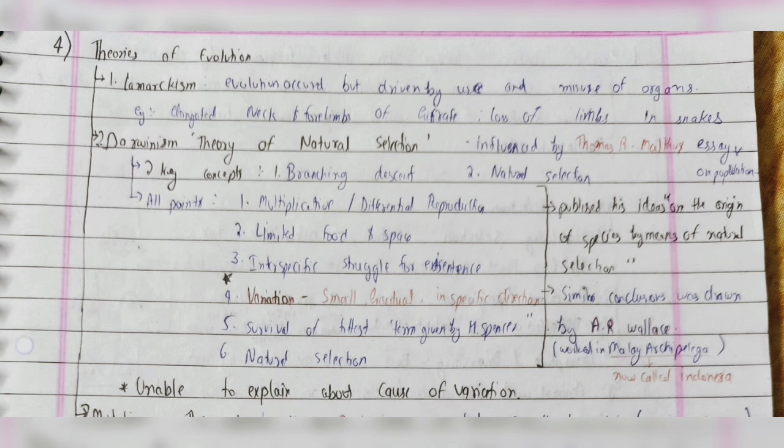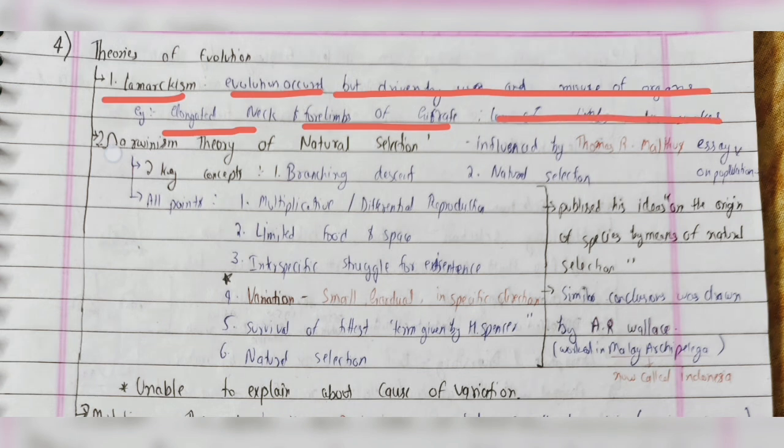Next, after the cosmology and embryological evidences and the origin of first life part, comes the theory of evolution part. The first theory of evolution was Lamarckism, according to which evolution occurred but was driven mainly by the use and disuse of organs. Just like the elongated neck and forelimbs of giraffes was due to them eating leaves, and the loss of limbs in snakes was due to them slithering, rather than progressive evolution.